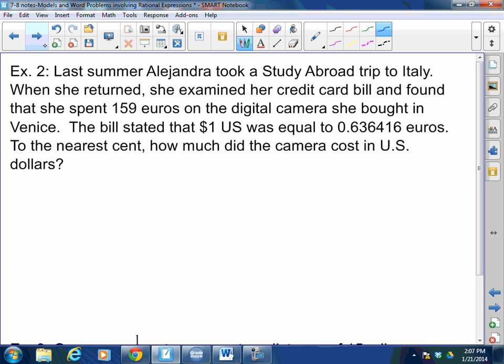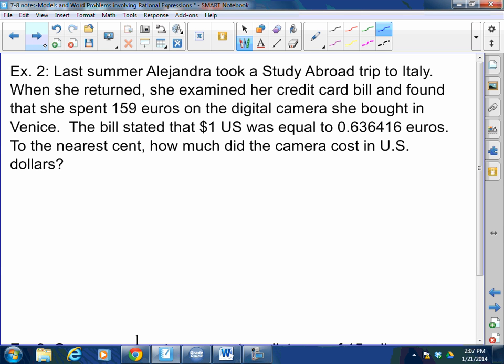How about this one? Last summer, Alejandro took a study abroad trip to Italy. When she returned, she examined her credit card bill and found that she spent 159 euros on the digital camera she bought in Venice. The bill stated that $1 was equal to 0.636416 euros to the nearest cent. How much did the camera cost in the US?